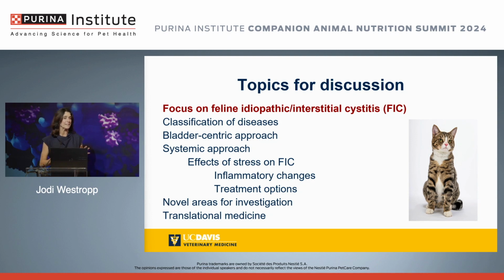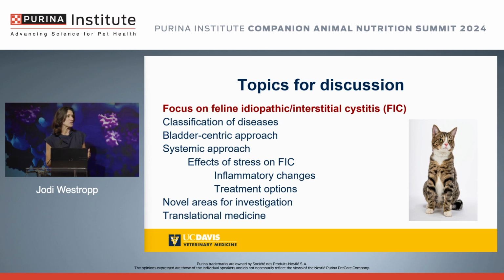We're going to briefly look at the classifications of diseases, what that means in relation to this disease in particular, talk about bladder-centric type research, as well as the systemic approach to looking at this disease, particularly the effects of stress on FIC, how this results in inflammatory changes, and most importantly, utilizing this research and inflammation to how we can treat this and how this affects the outcome of our patients. Then finally, very briefly, we'll look at some novel areas of investigation.